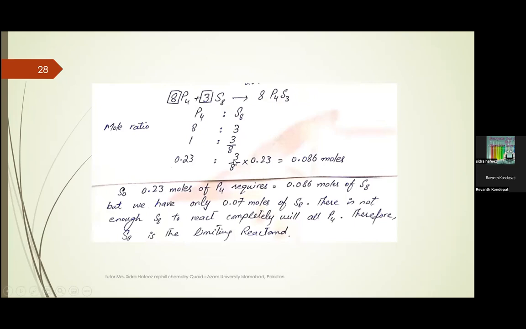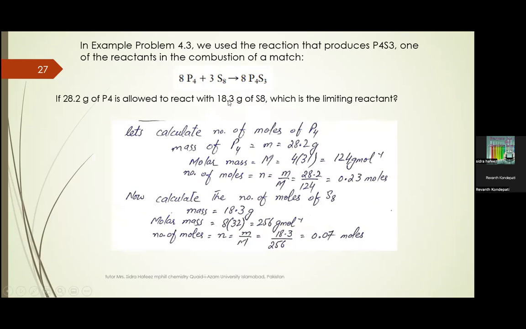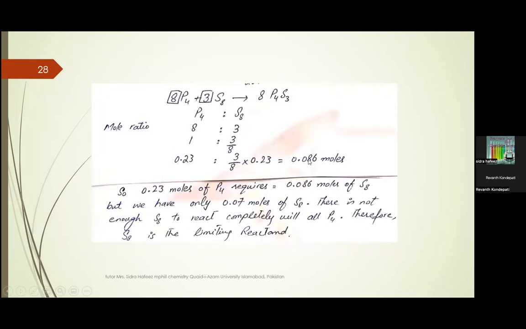0.23 moles of phosphorus will require 3 divided by 8 into 0.23. Here you will multiply 0.23 with this mole ratio, and you will get the answer 0.0866 moles. So 0.23 moles of phosphorus requires only 0.086 moles of sulfur. But we have only 0.07 moles of sulfur, as you have calculated. 18.3 gram of sulfur was only 0.07 moles, but your requirement is 0.086 moles. There is not enough S8 to react completely with all P4. Therefore, S8 is the limiting reactant.